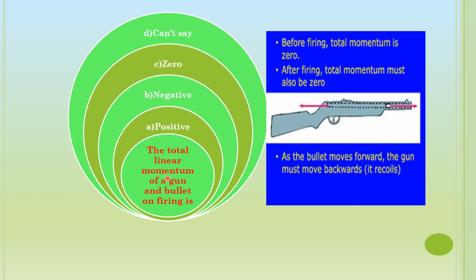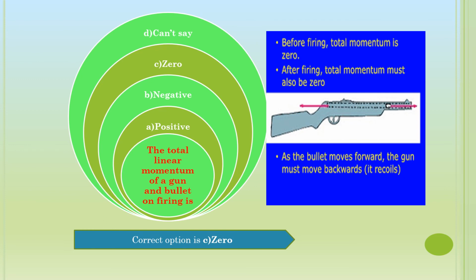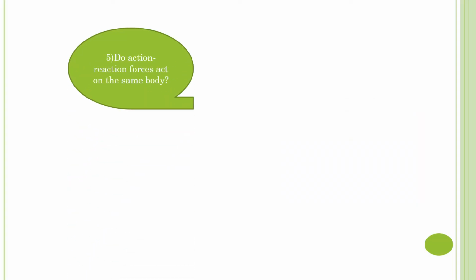Total momentum is 0 because before firing it's 0, so according to the law of conservation of momentum, after firing the total momentum should be 0. Though they have mass and velocity, both of these velocities are in opposite directions, so the total sum is going to be equal to 0. So the correct option is 0. There are so many MCQs where the answer is 0. Now moving on to the next question.